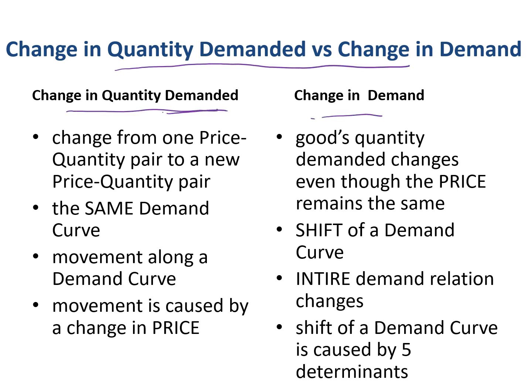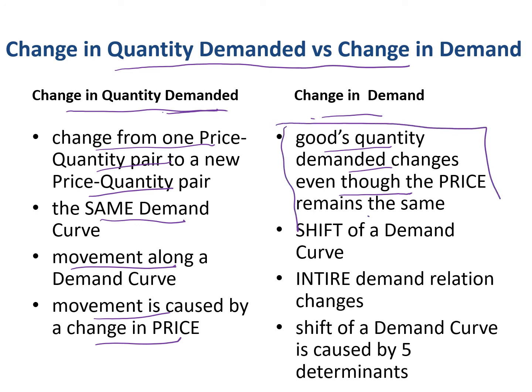For the change in quantity demanded, we change from one price quantity pair to a new price quantity pair. We stayed on the same demand curve. We moved along the demand curve, and the movement was caused by the change in price. For the change in demand curve, it says over here, the good's quantity demanded changes even though price stays the same. I will explain this one in the next video. What does it mean? We shift the demand curve. If we want to change the demand curve, once again, we need to shift the demand curve. The entire relationship between price and quantity is going to change.